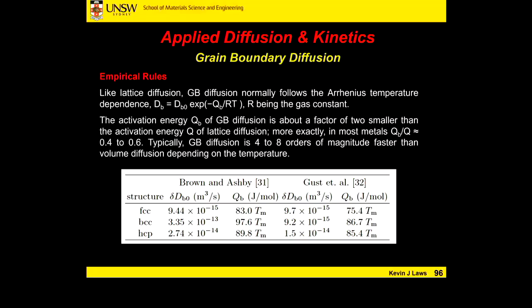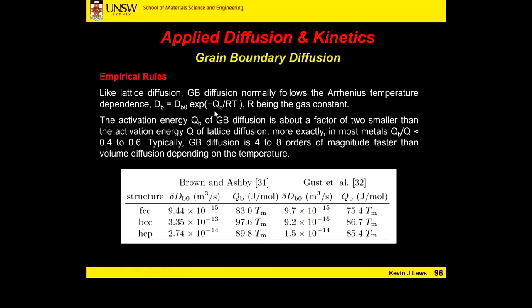In exactly the same way as lattice diffusion follows an Arrhenius temperature dependence, so does grain boundary diffusion. So we still have an activation energy and a temperature dependence. For grain boundary diffusion, it's just that Q for the grain boundary is going to be much, much lower than Q for the lattice. QB of the grain boundary is about a factor of two smaller than the activation energy Q for the lattice diffusion. More exactly, in most metals, QB over Q is usually between 0.4 and 0.6. So activation energy is around about half that of the bulk or the lattice.